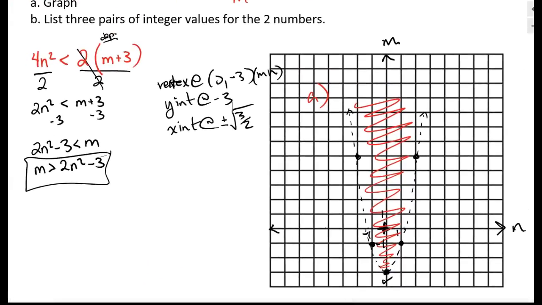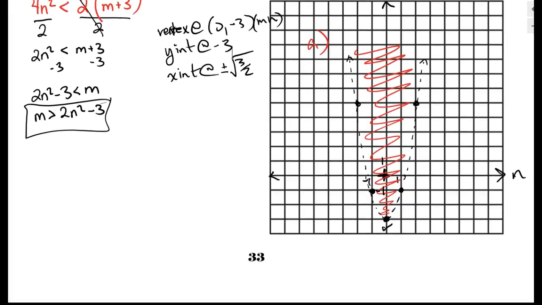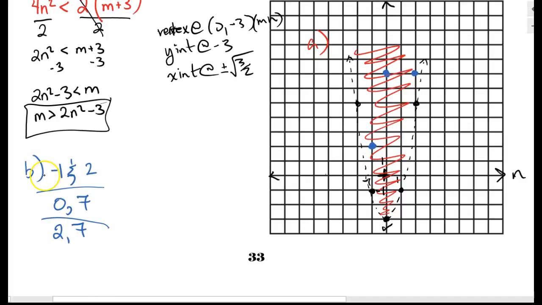B says just list 3 pairs of integers that would work. That literally means you can choose any point inside your parabola. So I'm going to choose these ones. So that means that for B, my answer could be -1 and +2. It could be 0 and +4, or +2 and 7. And all of those are completely valid answers because they're all in that shaded area.